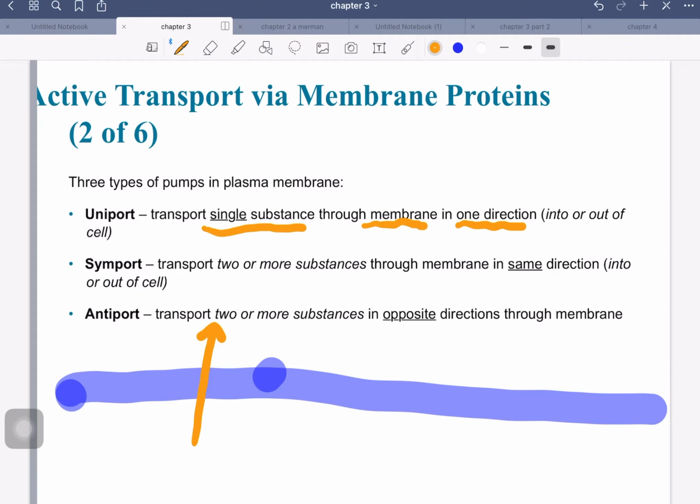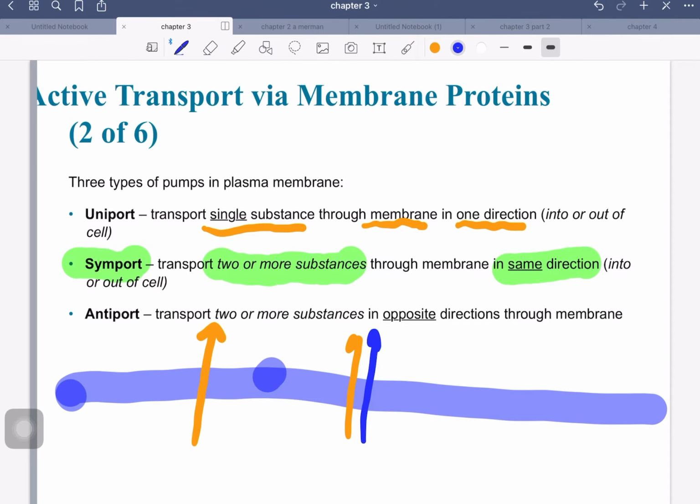The second one is a symport. Symport, two or more substances moving through the membrane. Now here's a key word, in the same direction. And it could be into the cell. These two or three things are moving into the cell together, or they're moving out of the cell together. But everything's going in the same direction. All right, and let's look at antiport. So let's actually just draw that. So, for symport, it would be two or three different things that are crossing at the same time.